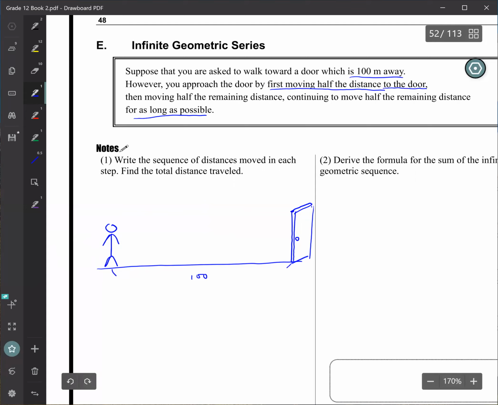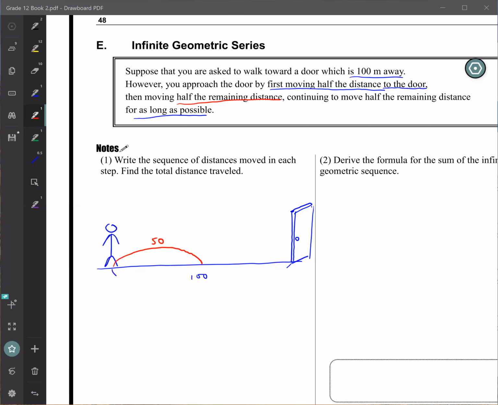Okay, so what's your first step? How far do you go then? Irae? 50 meters. Yeah, you will be moving 50 meters in your first move, right? Half the distance. So your first distance is 50, and then you stop, right? Now to make the second move, you have to move half the remaining distance, right? So how far would you go next time? Cindy? Cindy, how far is the second move?